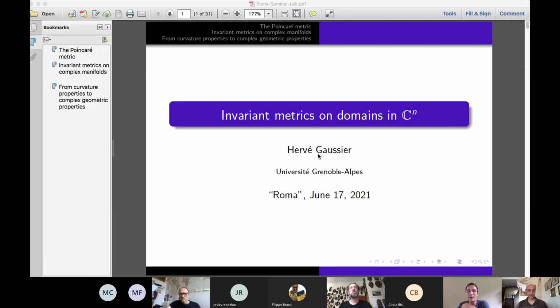So I will talk about invariant metrics on domains in CN, as you mentioned, and maybe some of you already heard at least a large part of the talk, but I thought it was interesting to see the connections we had between different sorts of curvature in domains. Of course, when we talk about domains, we can start with C, meaning in one complex dimension, but I will go quite fast to a higher dimension.